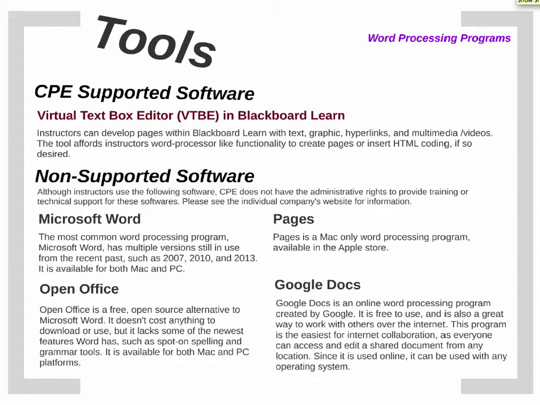Some other softwares that instructors can use are Microsoft Word, which is the most common word processing program and still has multiple versions in use from the recent past, such as 2007, 2010, and 2013. Microsoft Word is available for both Mac and PC platforms. Pages is a Mac-only word processing program, and it is available in the Apple Store. OpenOffice is a free open-source alternative to Microsoft Word.